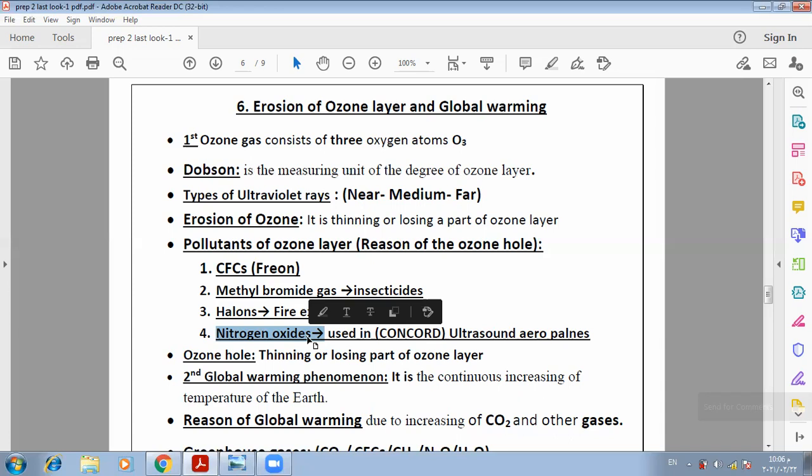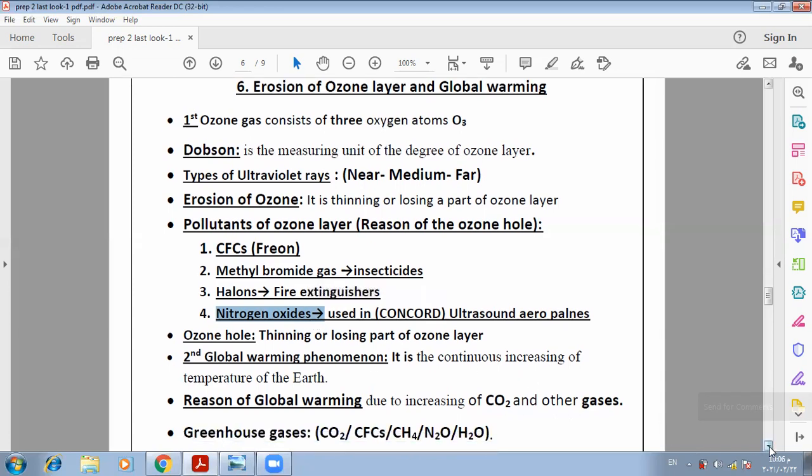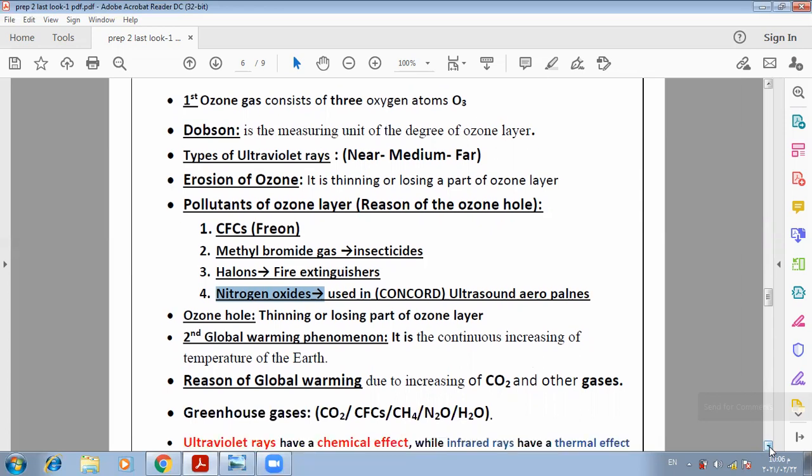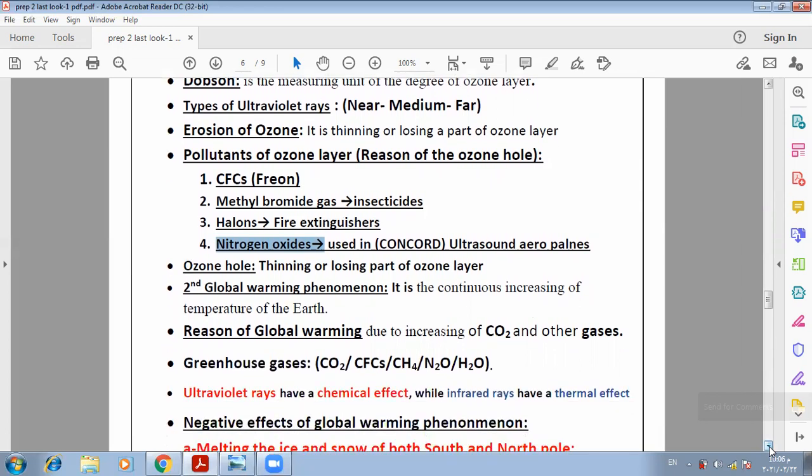What else? The second point, the title is divided into 2 parts: first the ozone and its erosion, and number 2 the global warming phenomenon. What is the meaning of the global warming phenomenon? It is a continuous increase in the temperature of the earth. Year after year, the temperature in the summer rises, due to the increase of carbon dioxide year over year.